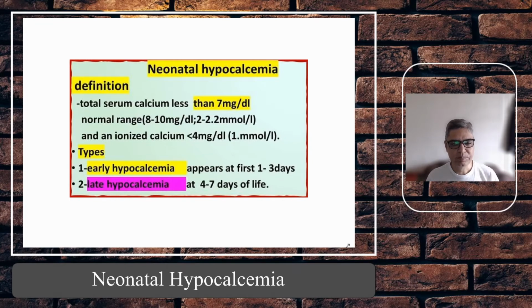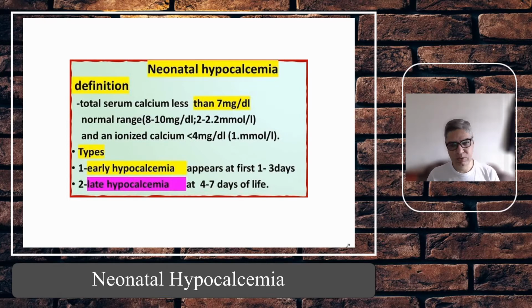Please also keep in mind that the calcium in the body is of two types: total serum calcium and ionized calcium. The ionized calcium is very important because if it goes down, this is what manifests as the clinical signs and symptoms of neonatal hypocalcemia. The ionized calcium level in neonatal hypocalcemia would be less than 4 milligrams per deciliter, in other words less than 1 millimole per liter. So if the total calcium level is less than 1.8 or the ionized calcium level is less than 1 millimole per liter, then that is classified as neonatal hypocalcemia.